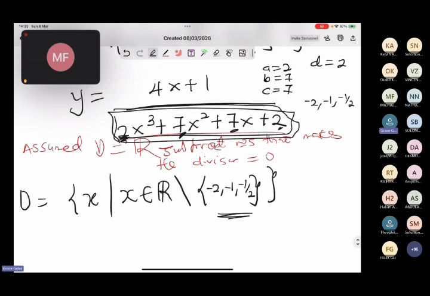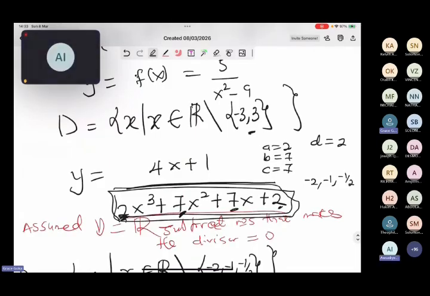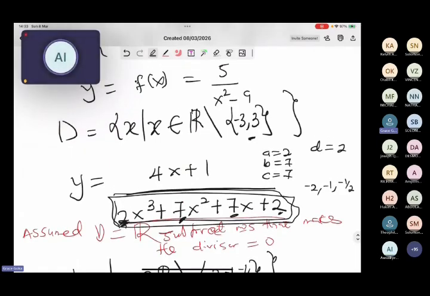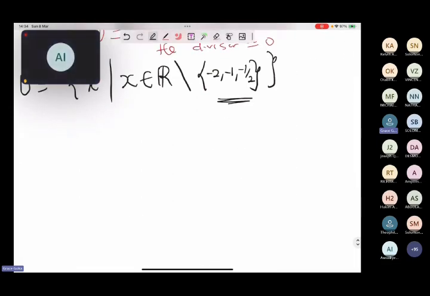Please, let us evaluate this one again. The x squared minus 9. So you have y is equal to 9 divided by x squared minus 9. It doesn't even matter.